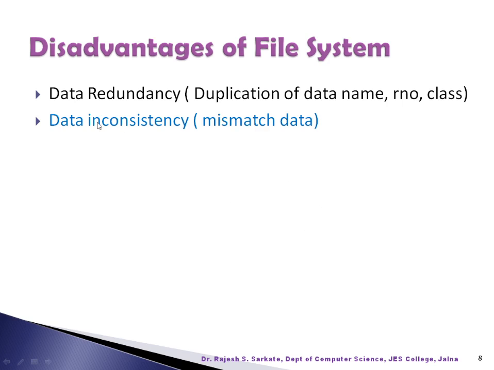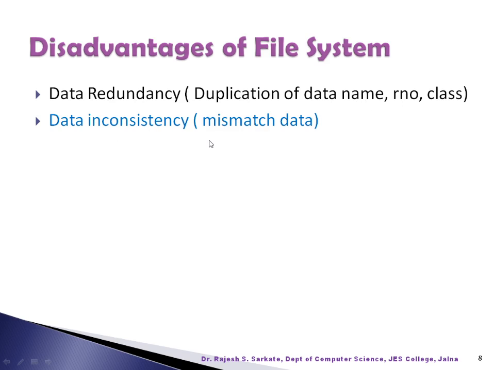So it creates data inconsistency, mismatched data. One file says the name of the student is so and so, the other 2 files say that the spelling of the student name is so and so. So data may be different. It may happen that due to separate files and separate programs, the data may not be updated in different copies of the same data. So data redundancy, meaning duplication of data present in different files, creates data inconsistency.